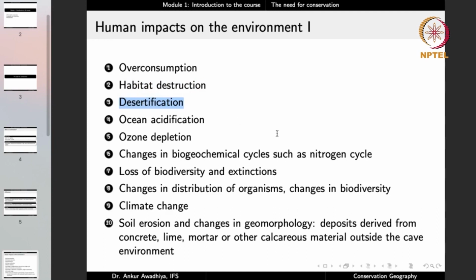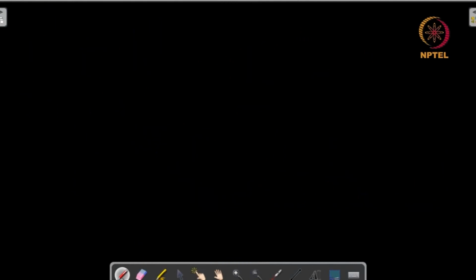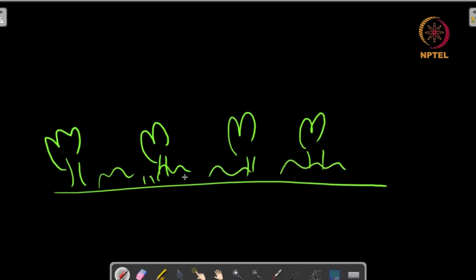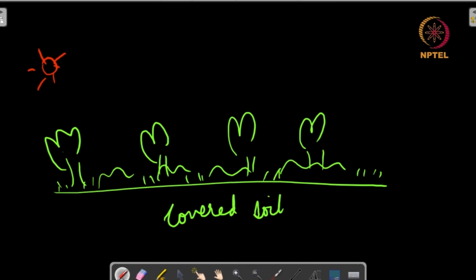Another human impact on the environment is desertification. Now, desertification happens because in a natural situation, you have trees, you have shrubs, and you have grasses. And with all of these, the soil is always covered. That is, when you consider the sun giving out its rays, the rays are unable to desiccate the soil. So, the soil does not become dry.